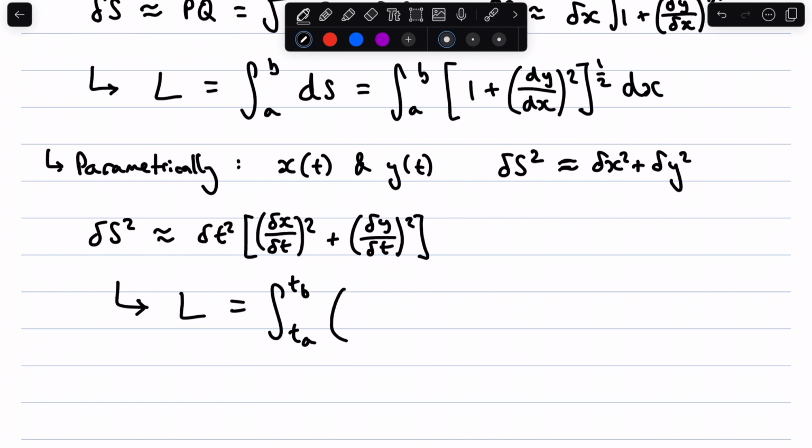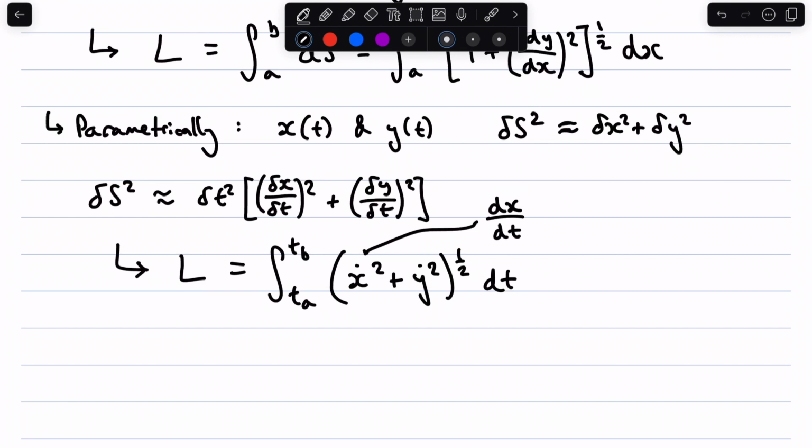times dx by dt, and if t was time, we'd have x dot squared plus y dot squared. But if this wasn't time, you would just be writing in here dx by dt, and similarly dy by dt, all square rooted over dt. And that would be our parametric version for finding this length.